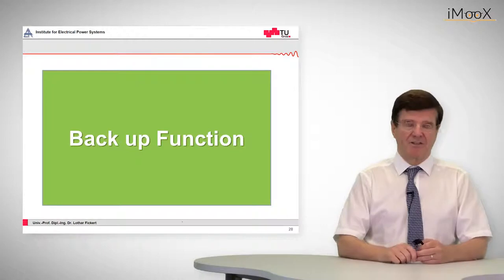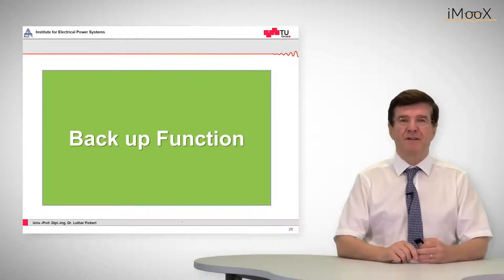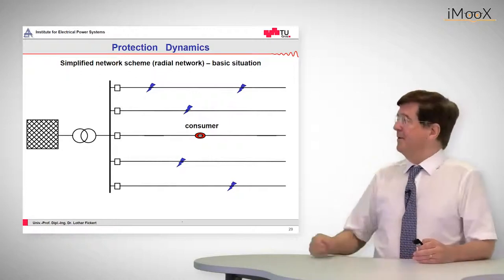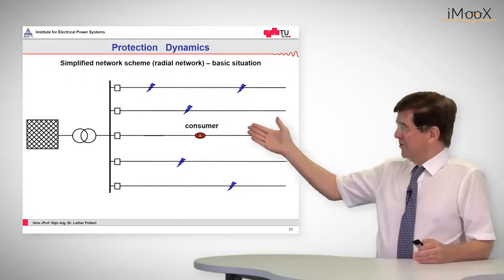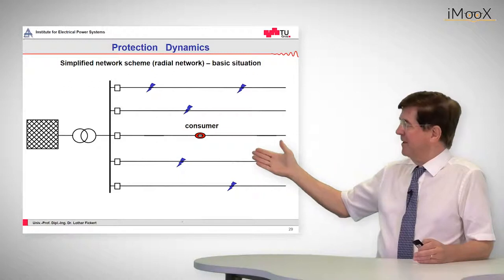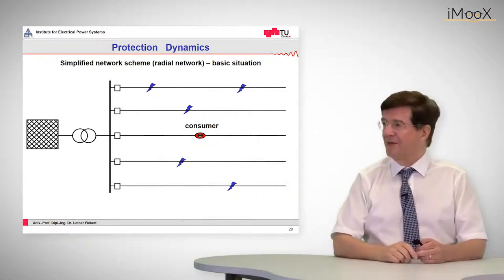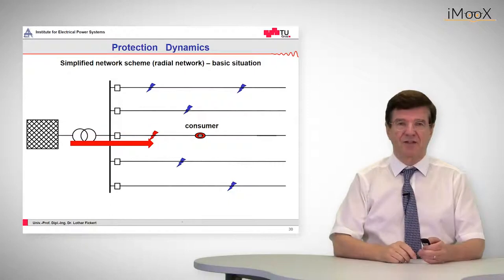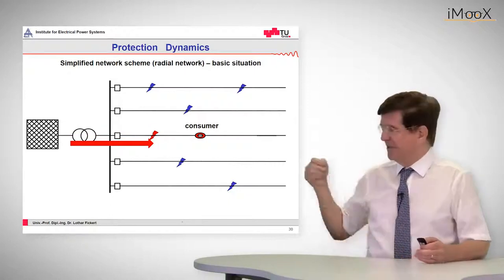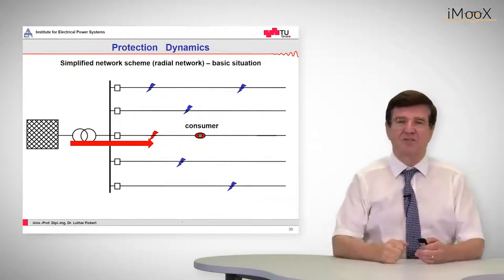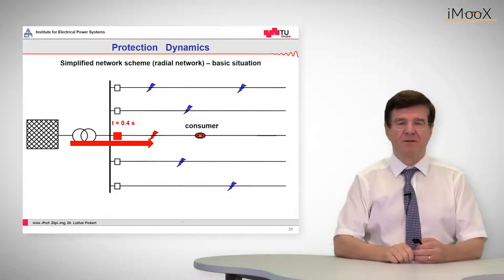So how about the backup function, which is also an inherent feature of overcurrent time grading? Let's see here a typical network which consists of a source, a feeding bus bar and several lines, and we have a sensitive consumer on the medium line. Now a short circuit comes in, flowing from the source to the fault, and the relay will pick up after, for example, 0.4 seconds.